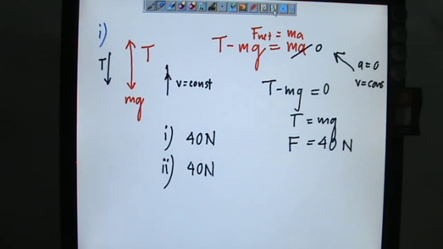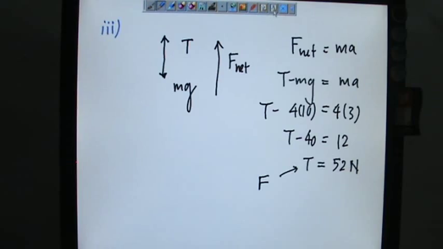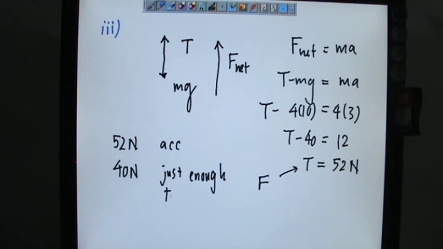So if you want to accelerate the object, you actually have to provide 52 Newton, which is more than 40 Newton. With 52 Newton, you can start to accelerate, or maybe you can accelerate earlier, but we do not know the starting point for acceleration. Maybe you need 42 or 45, but this 40 is definitely just enough to make it move, but not making it any faster.